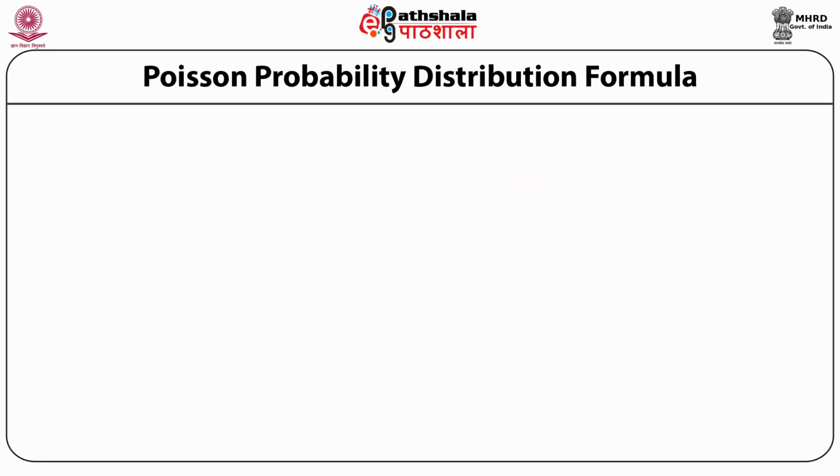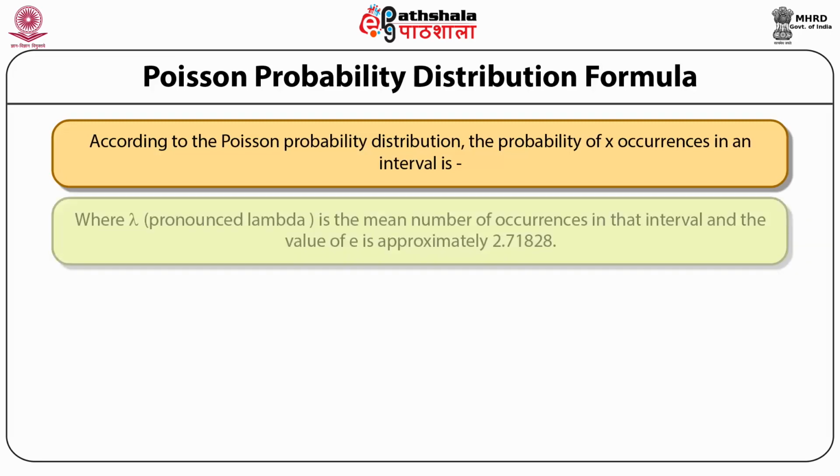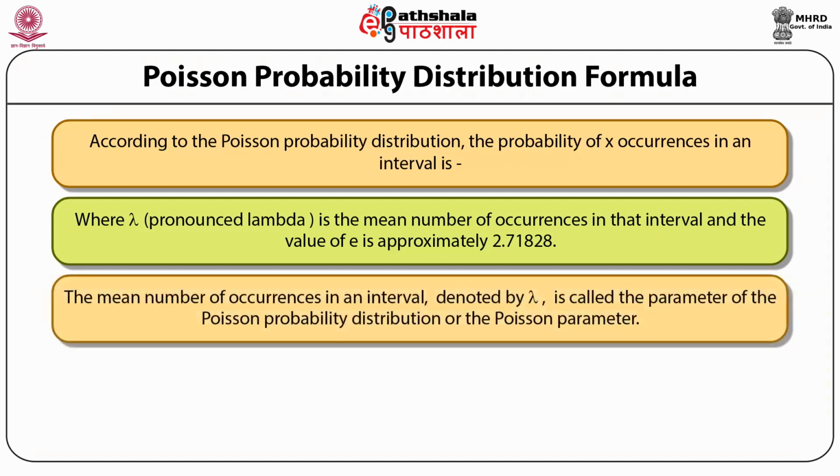Poisson probability distribution formula. Now let us see what the formula is, and this is very important to remember. According to the Poisson probability distribution, the probability of x occurrences in an interval is lambda raised to power x, e raised to power minus lambda, upon x factorial, where lambda is the mean number of occurrences in that interval and the value of e is approximately 2.71828.